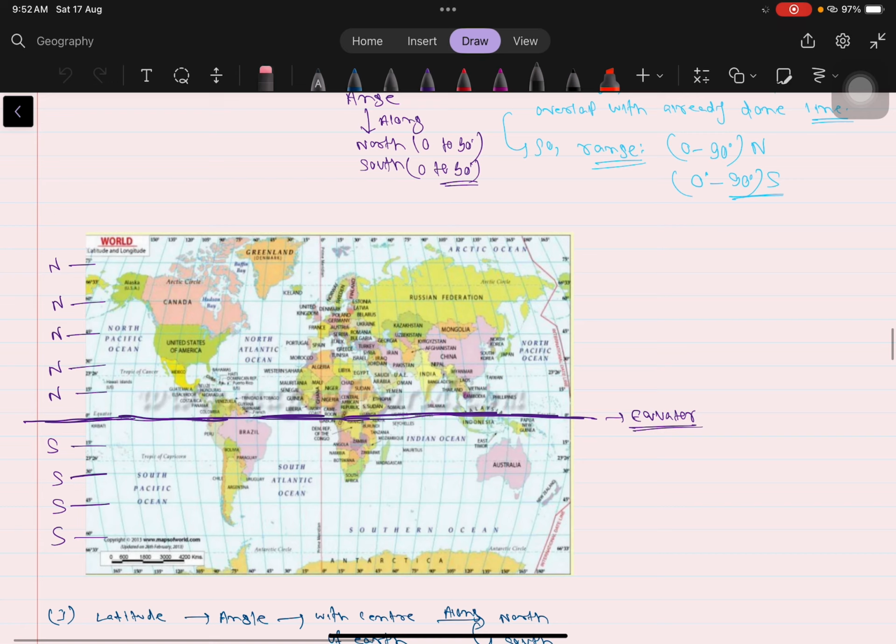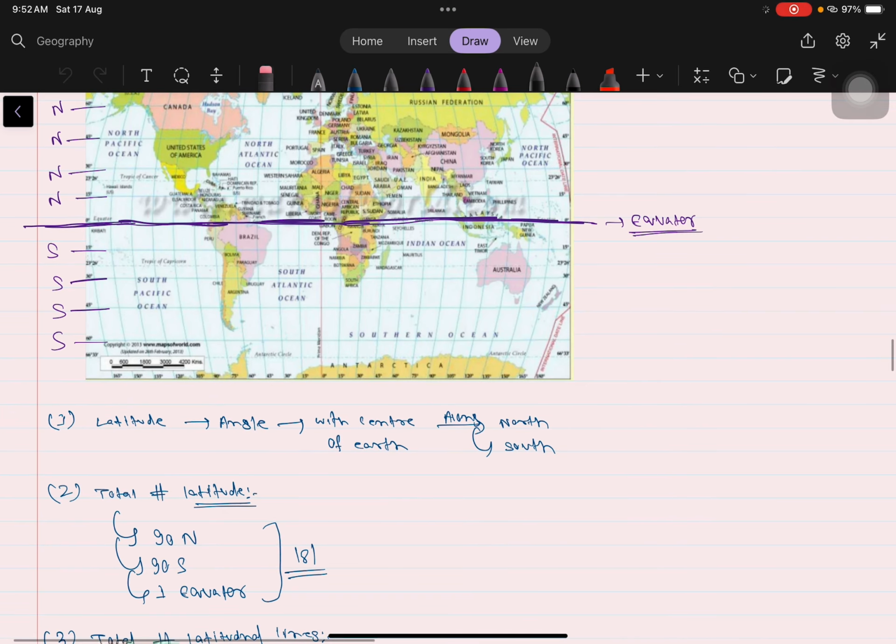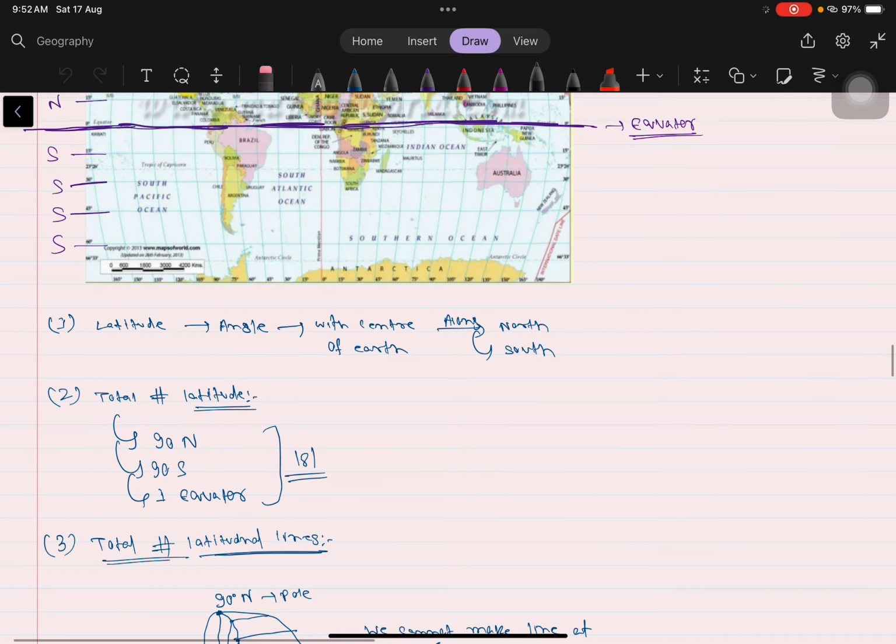So this is the world map, this is the equator, and the point above the equator is northern latitude, and the point below the equator is nothing but southern latitude. So this is the summary which was written down by the sir, that is, latitude is nothing but the angle with the center of the earth along north and south direction.